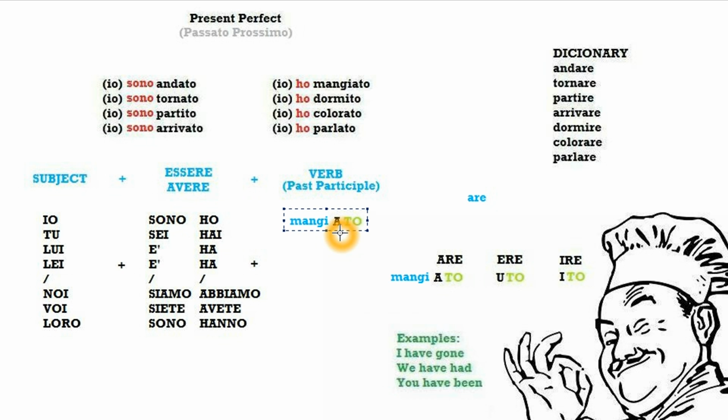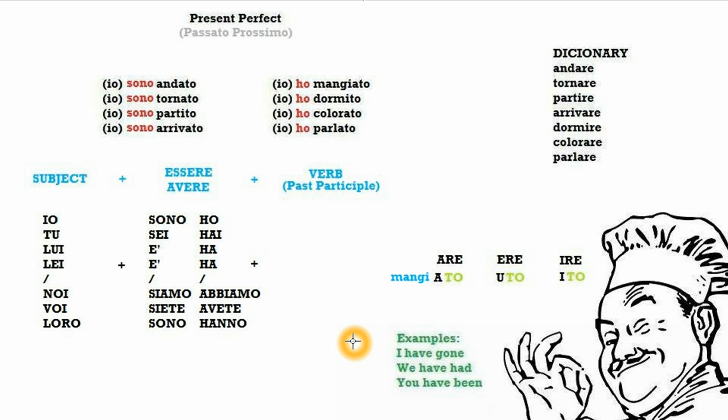Now, why do you think I would ever confuse you by putting the verb to be here as well? Well, in Italian, it's just not as easy as it is in English, meaning you don't always have the subject plus the verb to have plus a verb in the past participle. In Italian, sometimes you use the verb to be instead of the verb to have as auxiliary verb. So instead of saying I have gone, you say I am gone.